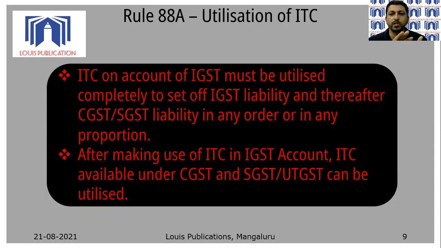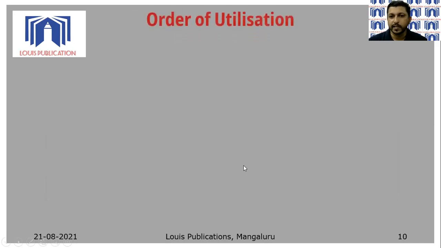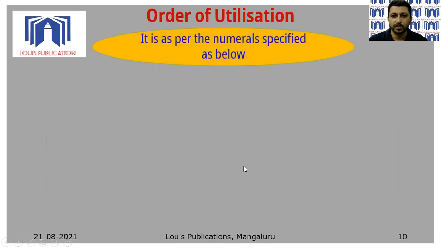But what we will do is we'll simplify. We'll make it 50% proportion, both CGST and SGST or UTGST. So after making use of the input tax credit in IGST account, input tax credit available under CGST and SGST or UTGST can be utilized. So let's understand this. What is the order of utilization?